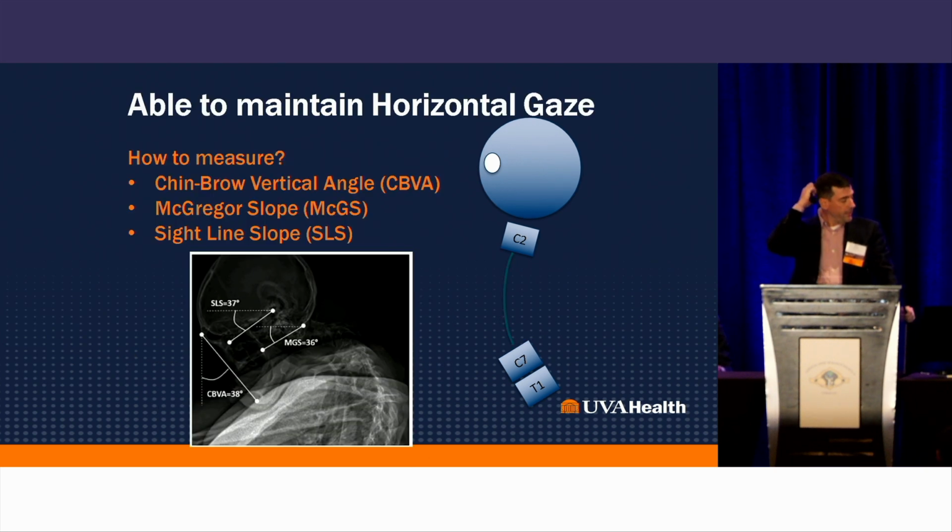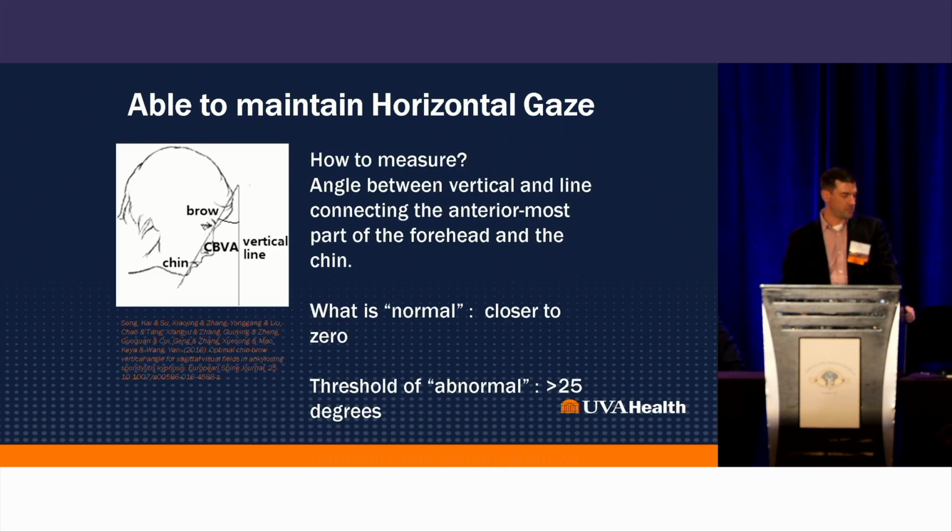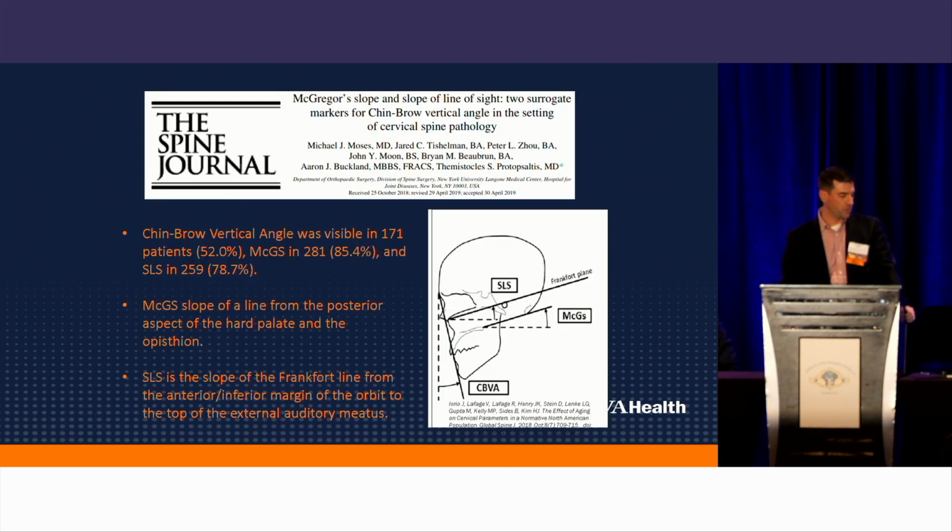You want to be able to look straight ahead. So you can measure this a couple different ways. I think the best way to measure it is the chin-brow angle. So you measure a chin-brow angle to a plumb line to vertical, but it's sometimes tough to measure. I was just looking through a bunch of my cervical spine x-rays. You essentially never see the anterior aspect of the skull on them. So a good alternative is the McGregor slope. And this is the chin-brow angle here. The McGregor slope is measured between the hard palate and the opisthion. So essentially where the top teeth are and the back of the skull.